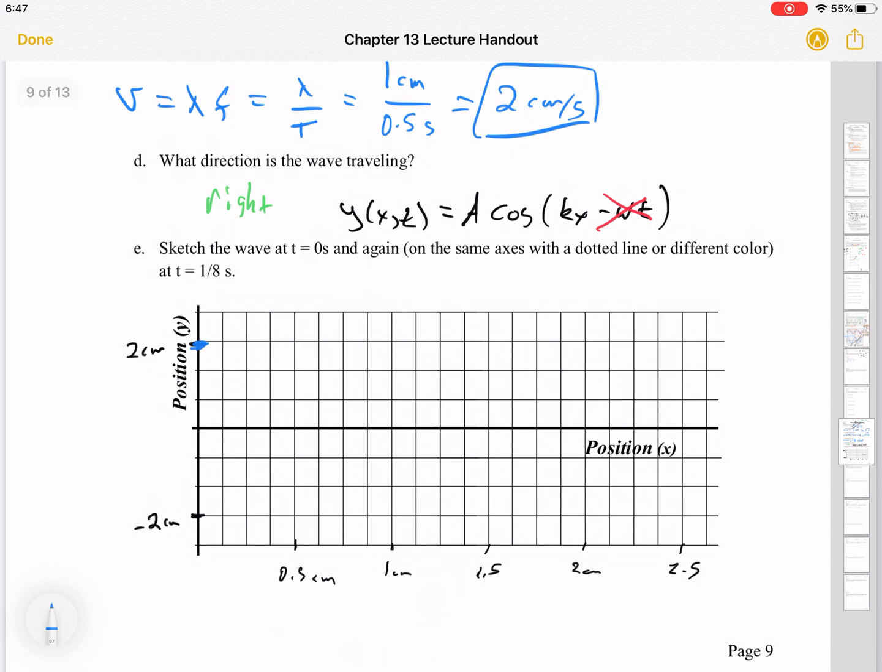So I'm going to start up there, and it should repeat itself every wavelength in position, and the wavelength is 2 centimeters? No, the wavelength is 1 centimeter. So it should come back to this point up here, which means halfway through it's going to be here, and then halfway between those it's going to be there. And then at 2 centimeters it's going to repeat itself again. And it's going to come back to another half cycle. Okay, so this is what it should look like.